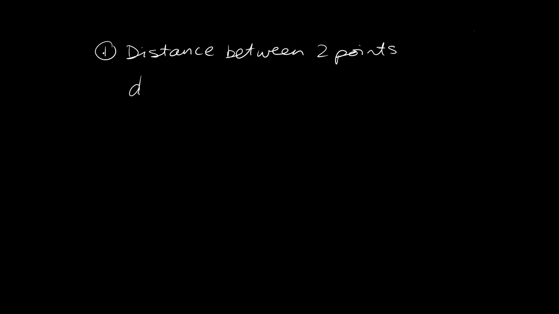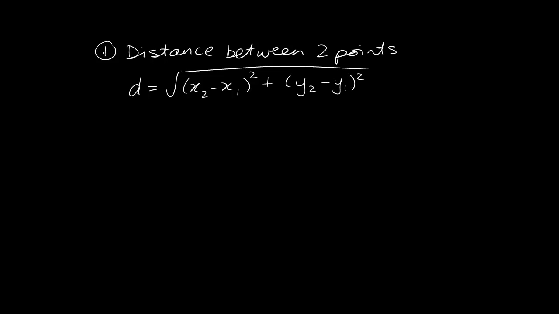The distance between 2 points on the Cartesian plane is given by this formula: the square root of x2 minus x1 all squared plus y2 minus y1 all squared. So let's see how that works.